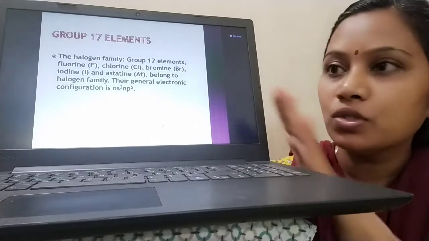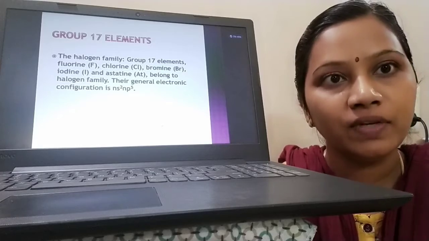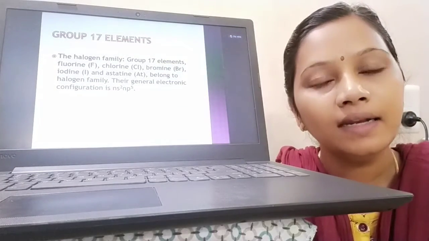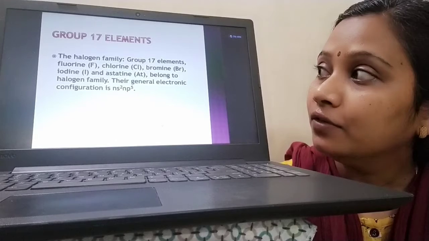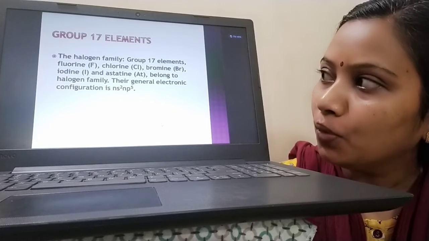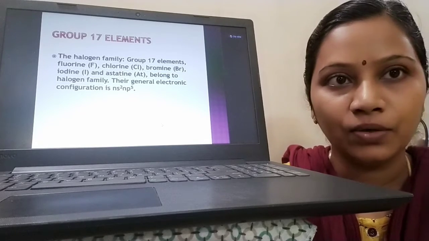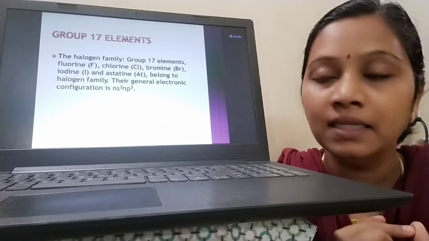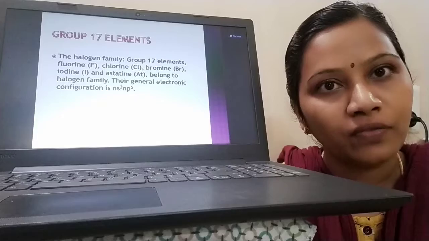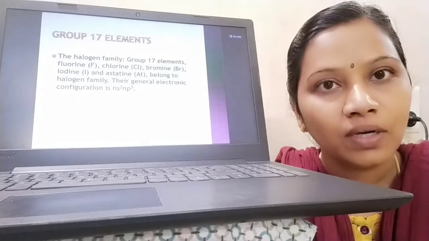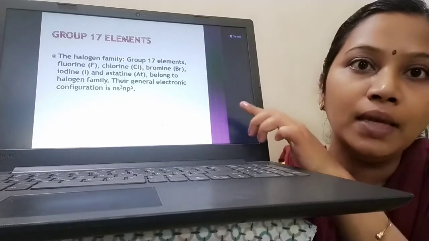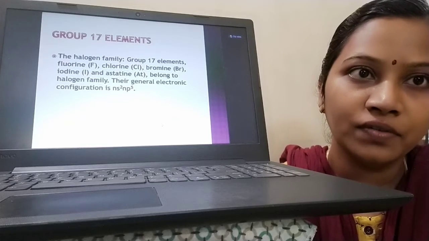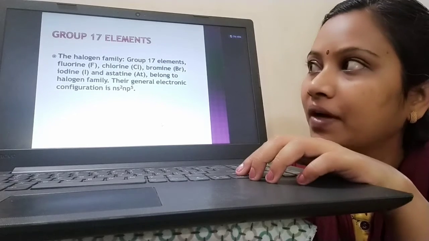These all belong to the halogen family, so they are otherwise called halogens. Under the halogen family you have fluorine, chlorine, bromine, iodine, astatine. So what is their general electronic configuration? Their general electronic configuration is ns2np5.